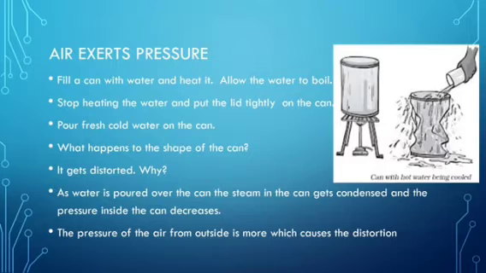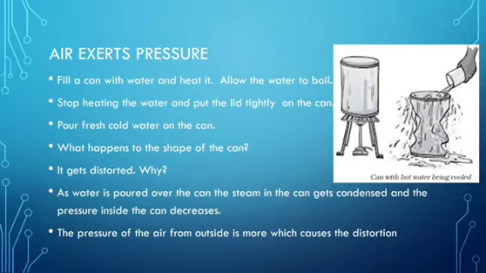Now the can gets distorted. It gets distorted, meaning the shape of the can changes. Why? That is because as the water is poured over the can, there is steam in the can because it was very hot and it was boiling. So the steam in the can gets condensed and the pressure inside the can decreases. Are you understanding? So the pressure inside the can decreases.